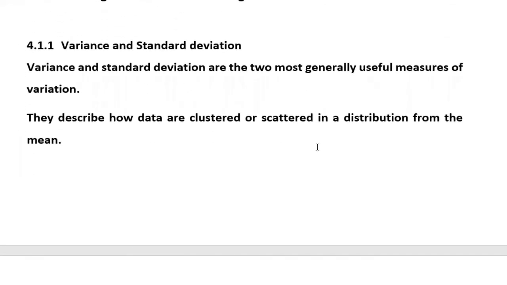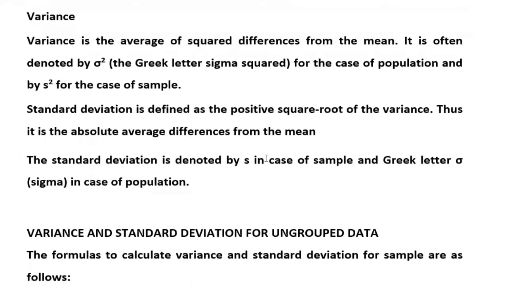Now come to the most important ones, the measures of variability, variance and standard deviation. These are the two most important and widely used measures of variation. So what is variance? Variance is a measure of variability. This is the average squared difference from the mean. So remember that variance is the average squared difference. You get some difference, you square it. It is denoted by sigma square, a Greek letter sigma squared, or maybe S square.